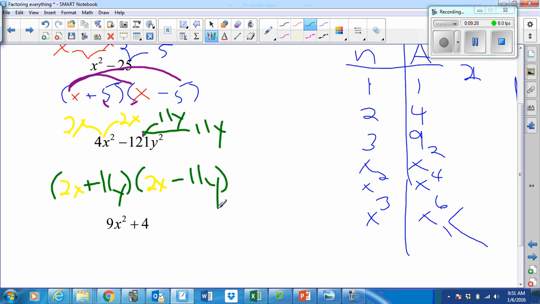Now what about 9x squared plus 4? We do have a perfect square for the first term, and we do have a perfect square for the second term, but it's not a difference. So this one will not factor, or we would call that prime.